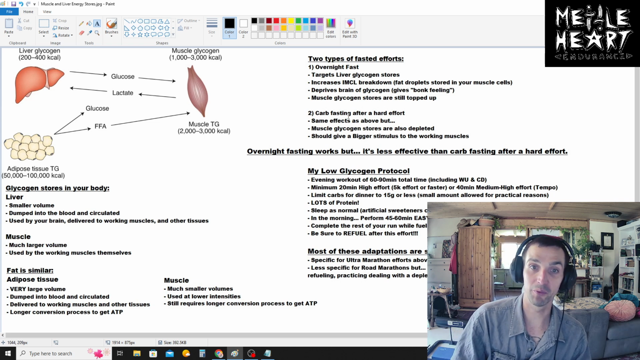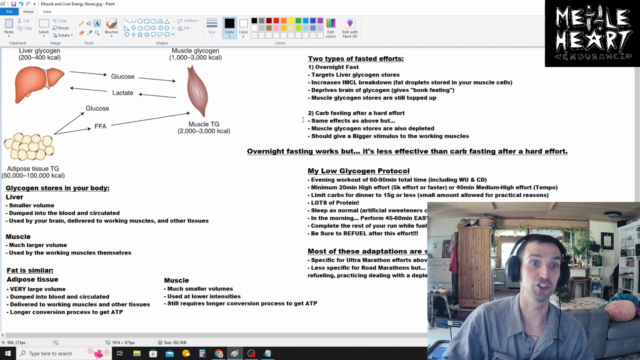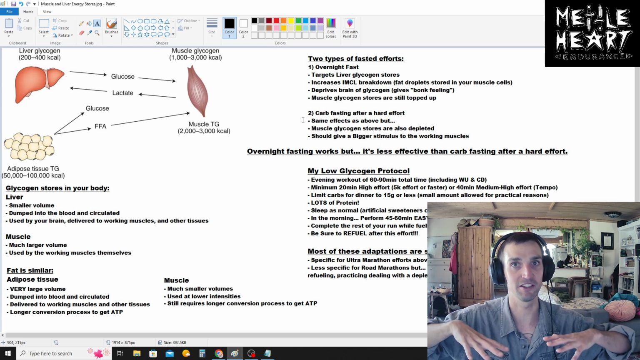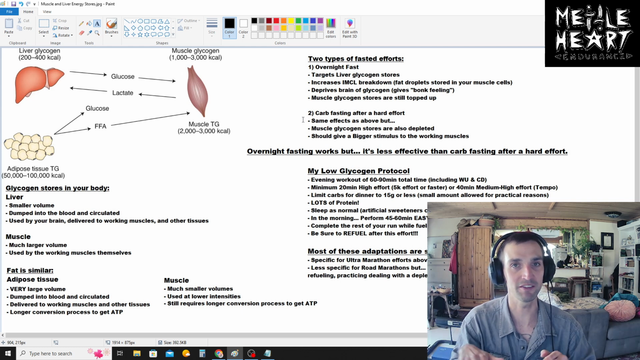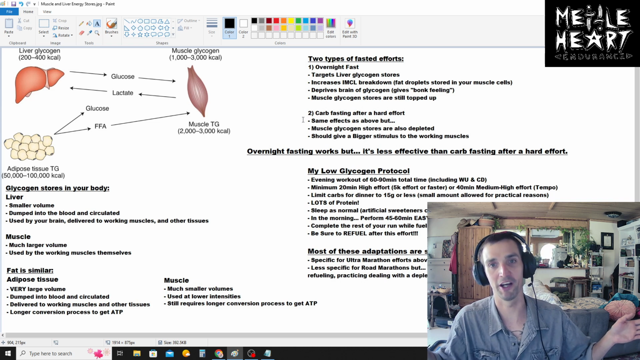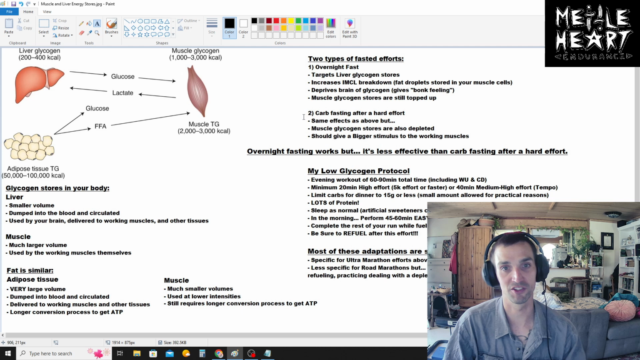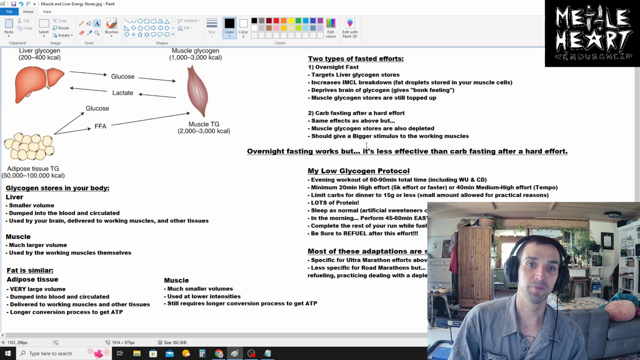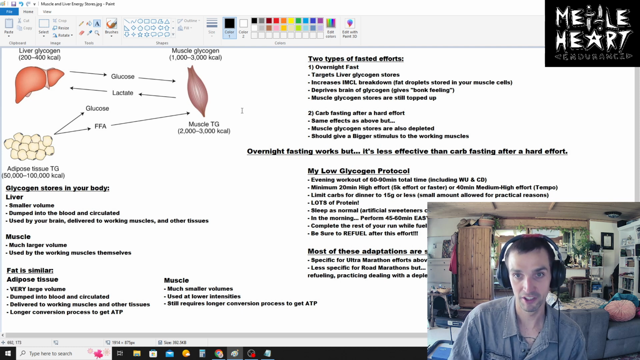So the other way is that we do a hard effort, you deplete the glycogen that's in your muscles, and then you don't refuel it, you rest for a period of time, and then you go out for another run. What that does is really target depleting the glycogen inside of your muscle, and thusly try to get an adaptation at the site of the muscle itself.